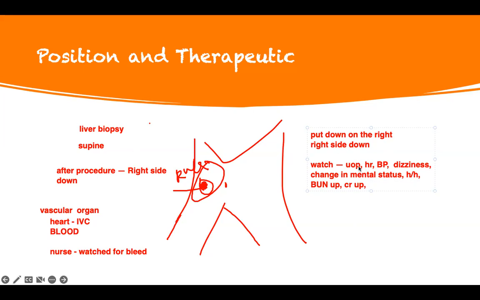Liver biopsy, low urine output, bleeding. Liver biopsy, heart rate high, bleeding. Liver biopsy, blood pressure low, bleeding. Dizziness, bleeding. Diaphoresis, bleeding. Change in mental status, bleeding. H&H low, bleeding. BUN greater than 20, the patient is bleeding. Creatinine more than 1 is bleeding. Hypovolemia. So that's the way they will set the question.